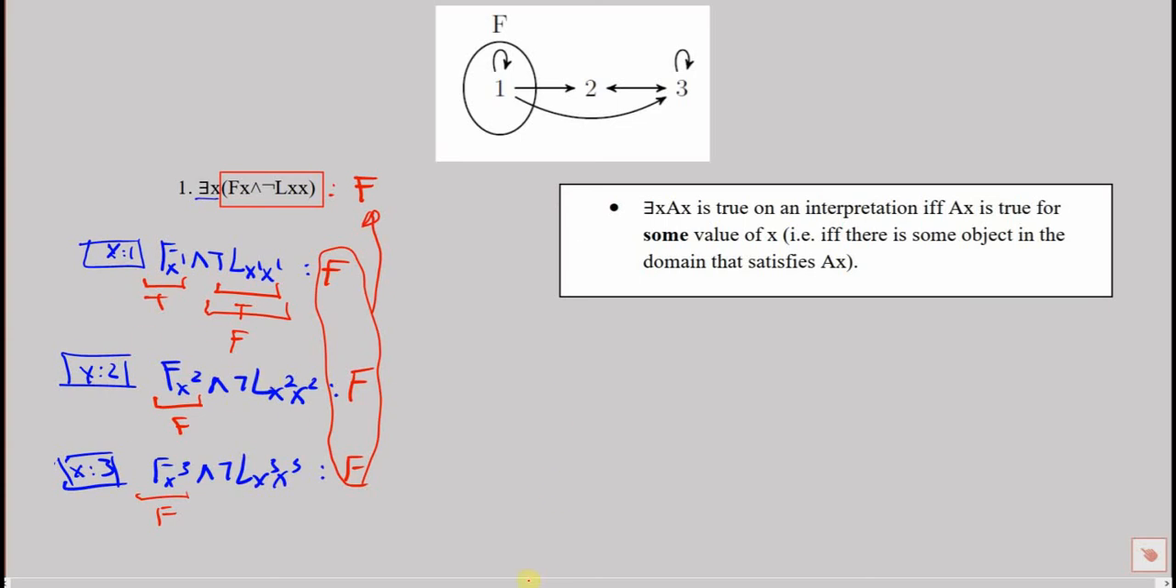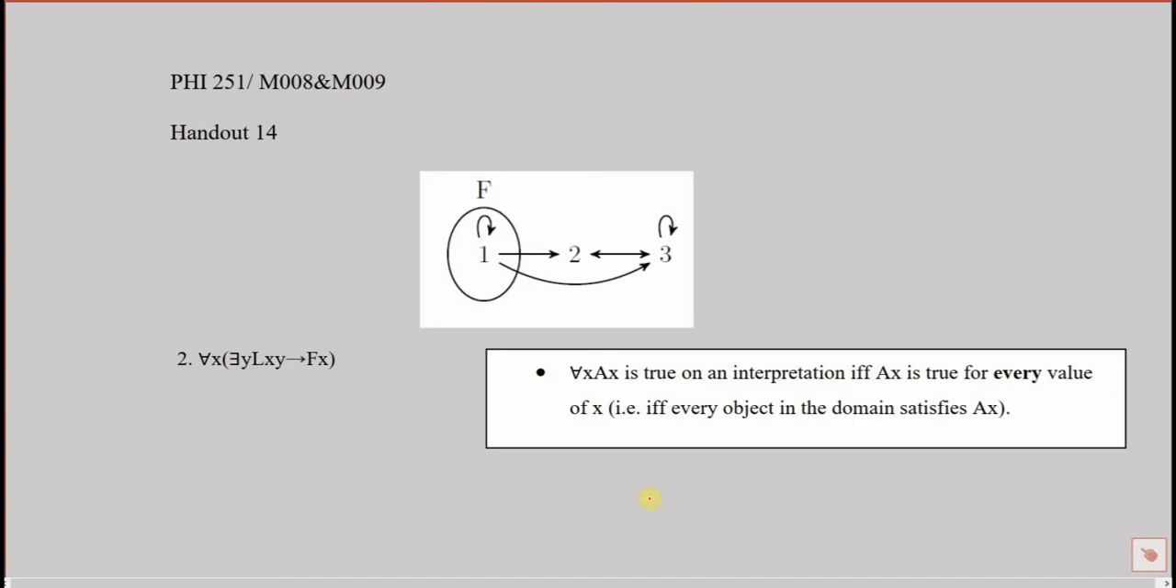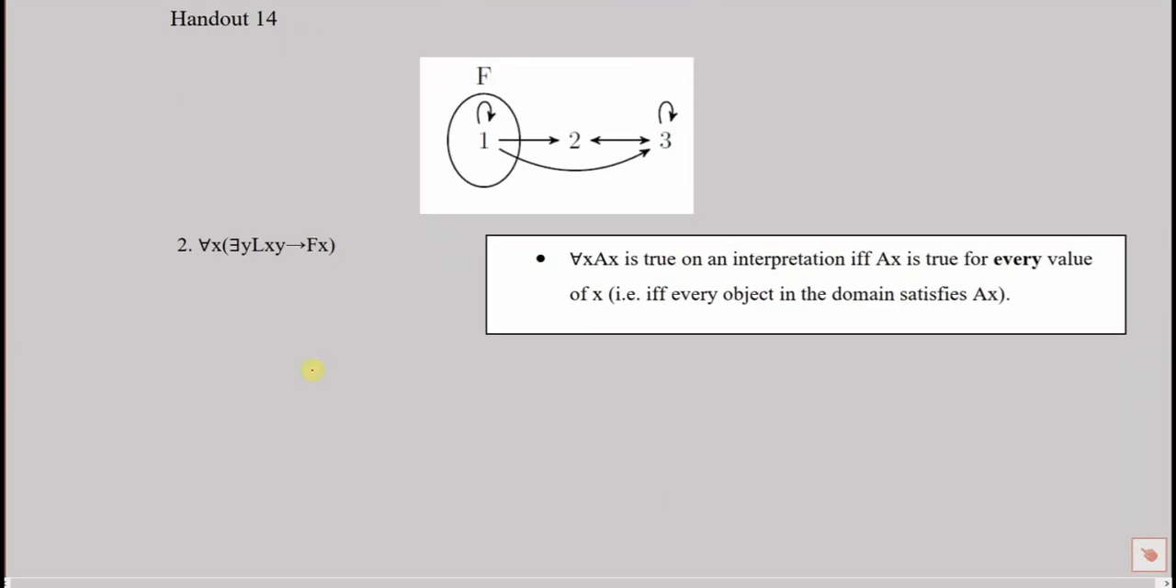Okay, let's do one more. The same interpretation, but this time we have this sentence. And we want to know whether this is true or false. The first step is to determine what kind of sentence we're dealing with. And notice that we have a universal, and everything else is in the scope of that universal. So we are dealing with a universal statement.